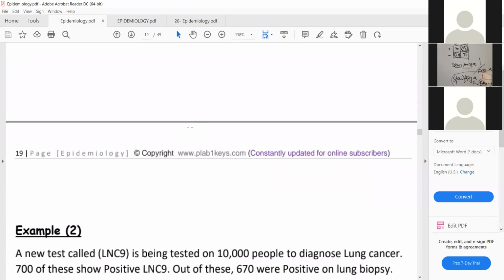Now another example: a new test called LNC9 is being tested on 10,000 people to diagnose lung cancer. 700 of these show positive LNC9. Out of these 700, 670 were positive on lung biopsy. If they are talking about positive test results, most probably it is a question about specificity, because they are talking about a positive test result and not a negative one.